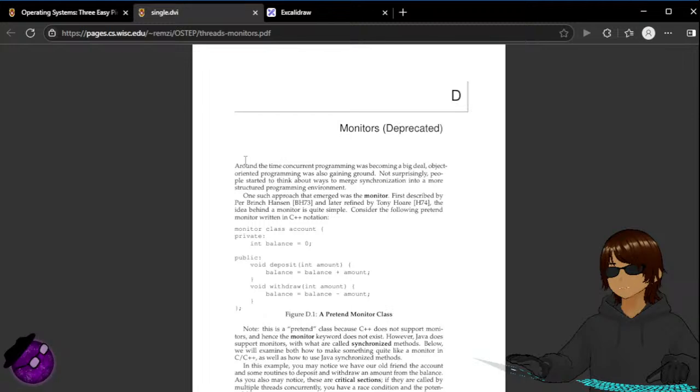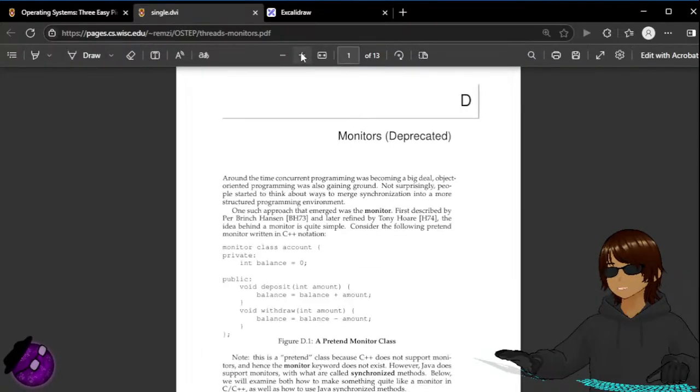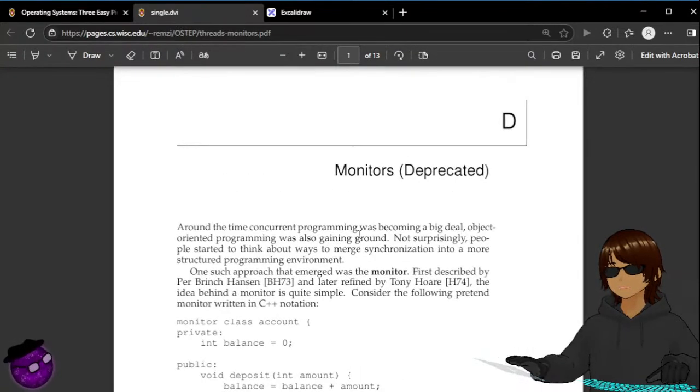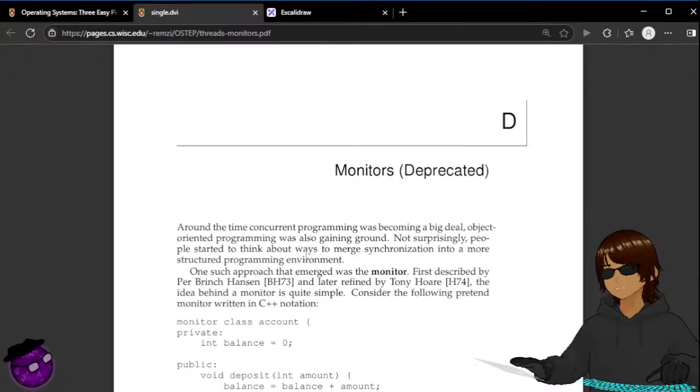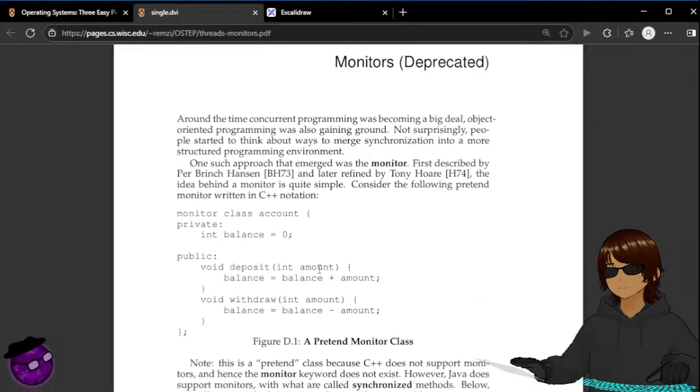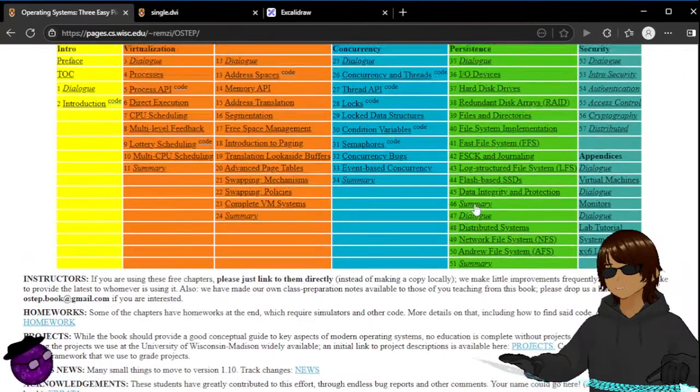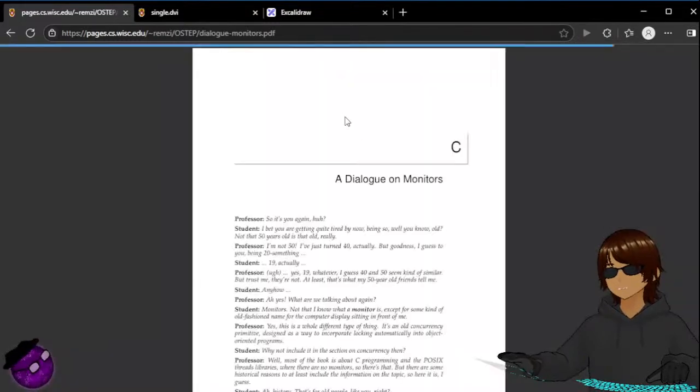This is something else. Around the time concurrent programming was becoming a big deal, object-oriented programming was also gaining ground. And surprisingly, people started to think about ways to merge synchronization into a more structured programming environment. One such approach that emerged was the monitor, first described by Per Brinch Hansen, later redefined by Tony Hoare. Okay, let's just read this. Let's read the dialogue first.